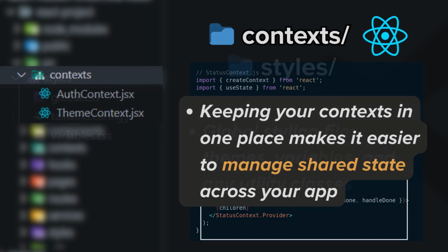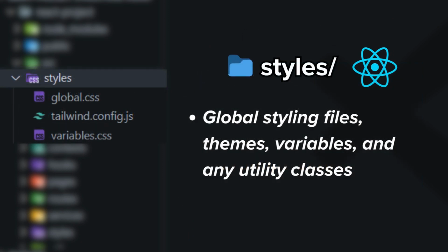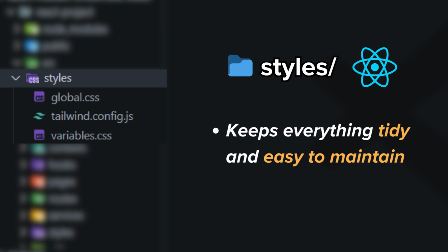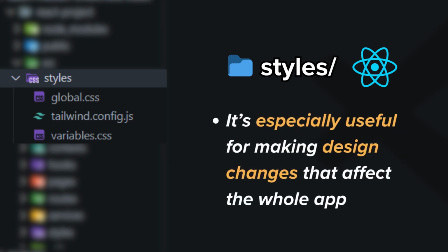And finally, the Styles folder. This is where you keep global styling files, themes, variables, and any utility classes you've defined. Whether you're using plain CSS, SCSS, Tailwind CSS, or another styling system, having a dedicated place for global styles keeps everything tidy and easy to maintain. It's especially useful for making design changes that affect the whole app.